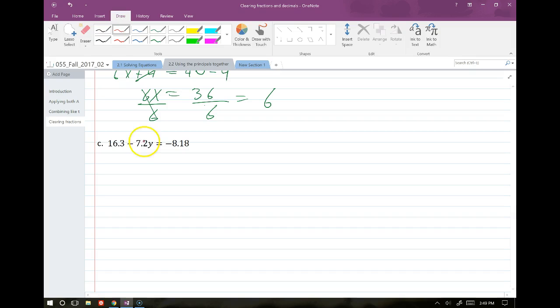All right, so we see that our variables over here, the opposite of 16.3 is negative 16.3. So we're going to subtract that from both sides. These guys are going to go away. We're going to get negative 7.2y equals, I could swear we did this. We did. All right, let's do a different one.